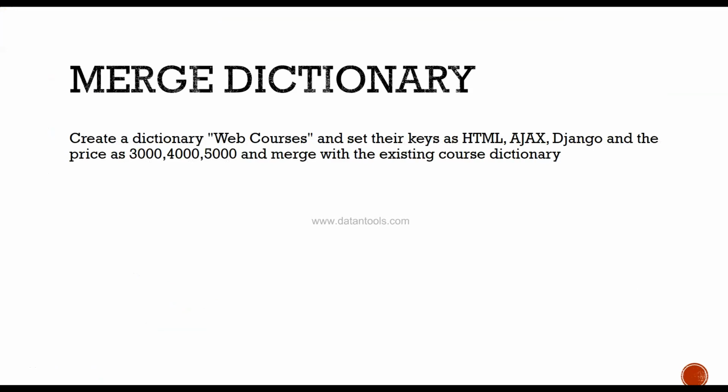Okay, quiz time. Merge dictionary. Create a dictionary, name it courses, and set the keys as HTML, JS, and Django. And the prices as 3000, 4000, and 5000. After that, you need to merge this new dictionary with the existing dictionary where you have the Python or programming etc. courses.